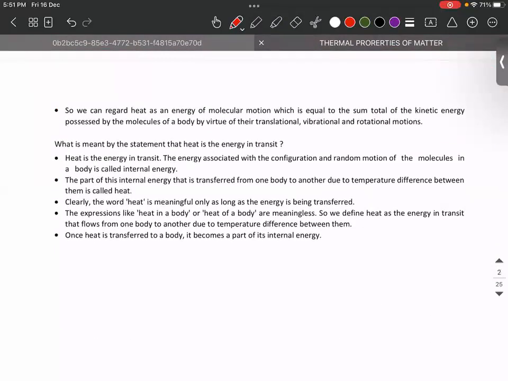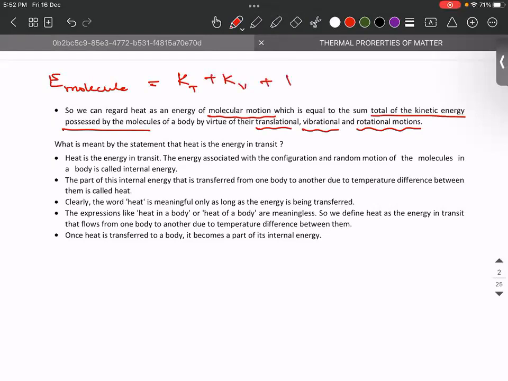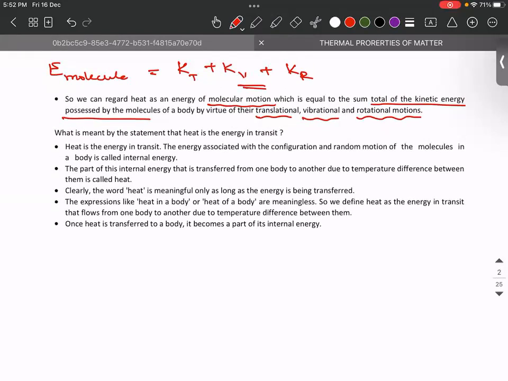So we can regard heat as an energy of molecular motion, which is equal to whom? The sum of the total kinetic energy possessed by the molecules of a body, by virtue of whom? By virtue of their translational, vibrational, and rotational motion. If I have to write the mathematical formula, we can write that the energy possessed by the molecule is equal to the sum of the translational kinetic energy, plus the vibrational kinetic energy, plus the rotational kinetic energy. This can be called the mathematical expression for the energy possessed by a molecule's motion.